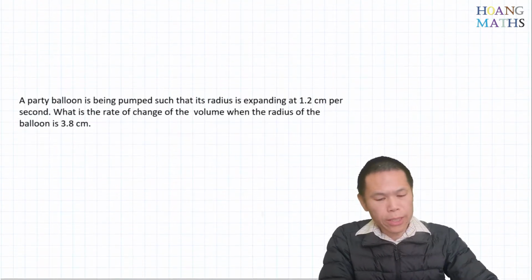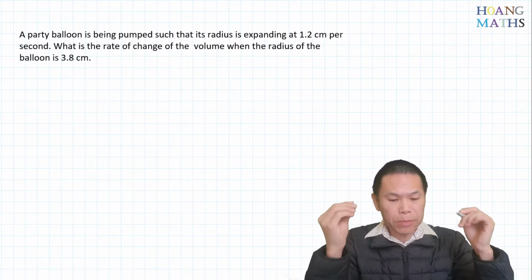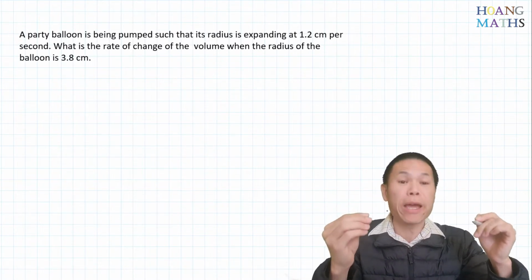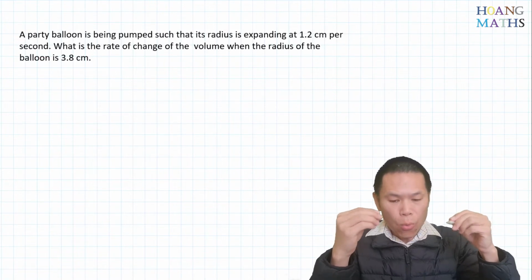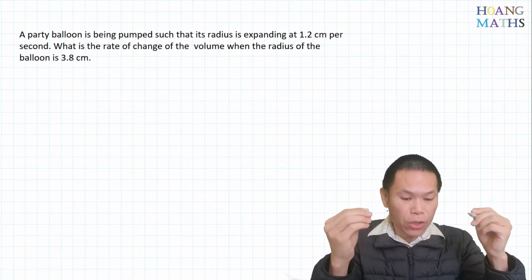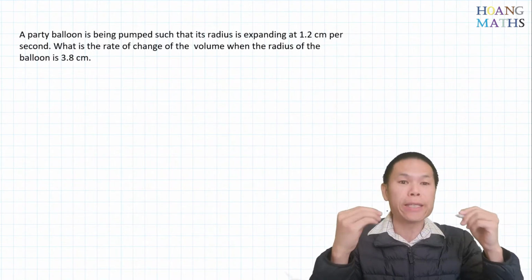Now let's go through an example. A balloon is being pumped such that its radius expands at 1.2 centimeters per second. What is the rate of change of the volume when the radius of the balloon is 3.8 centimeters?